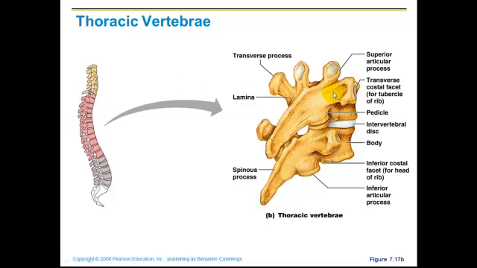All of the other structures are there. We have the transverse process. Here's that transverse costal facet. We will see when we put the ribs in place how those interact. So these are going to articulate in a very anterior-posterior fashion. That's the way the facets face.